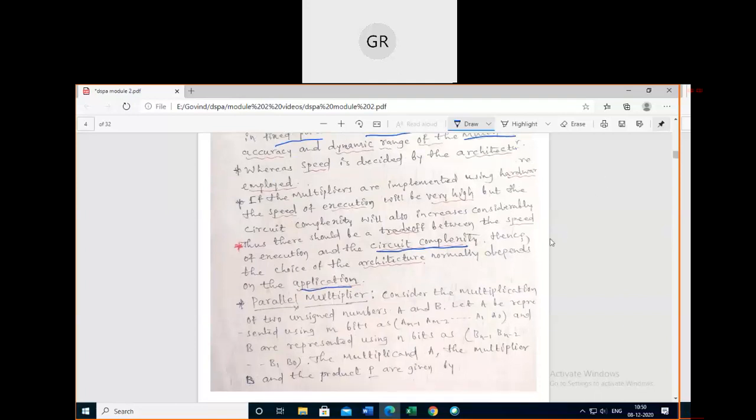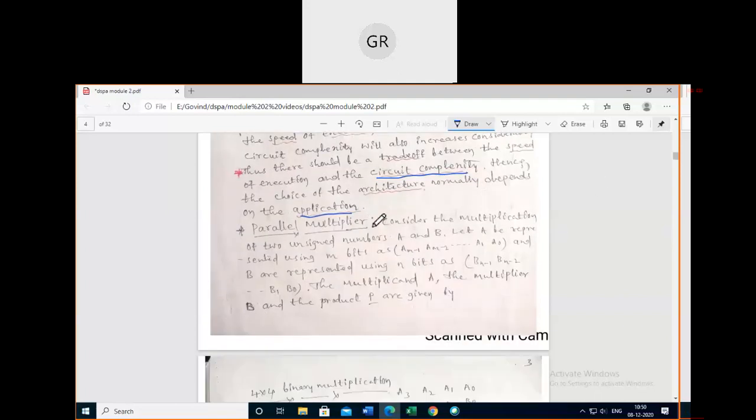Here, parallel multiplier. Consider the multiplication of two unsigned numbers A and B. Let A be represented using m bits, as A0, A1, A2, up to A of m minus 1, and B is represented using n bits as B of n minus 1, B of n minus 2, up to B0. The multiplicand is A, the multiplier is B.